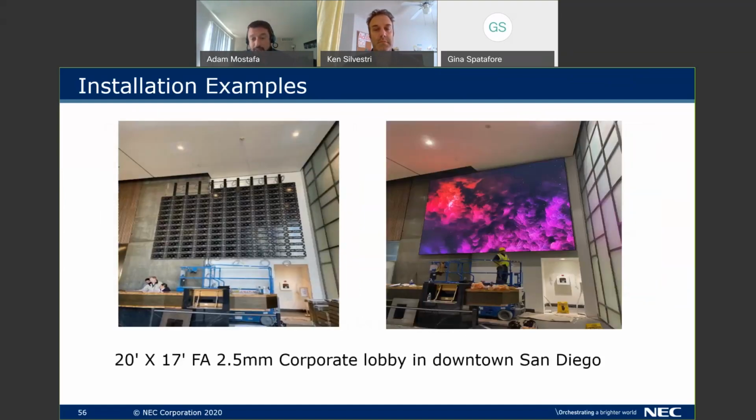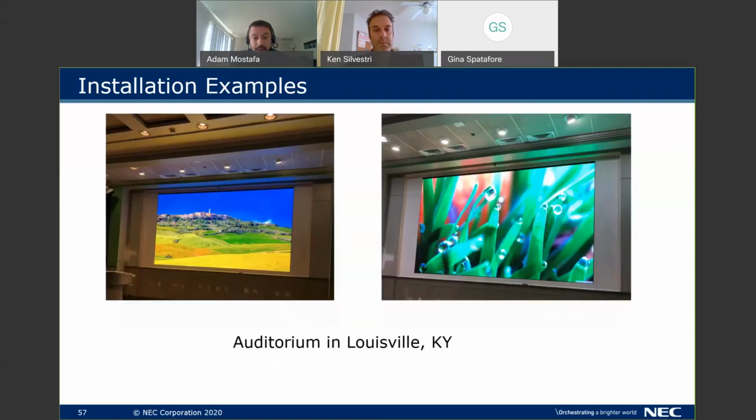Downtown San Diego, very recently, December of 2019. 20 foot by 17 foot of FA 2.5 millimeter in a lobby in downtown San Diego. Largest wall installed by NEC. Very cool. Then an auditorium for a health insurance company in Louisville, Kentucky, back in March of 2017, a while back. And that's a 1.5 millimeter solution here.